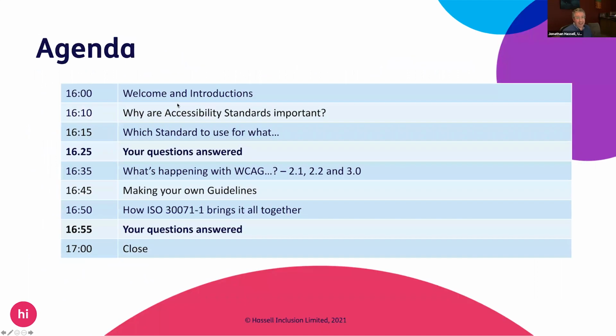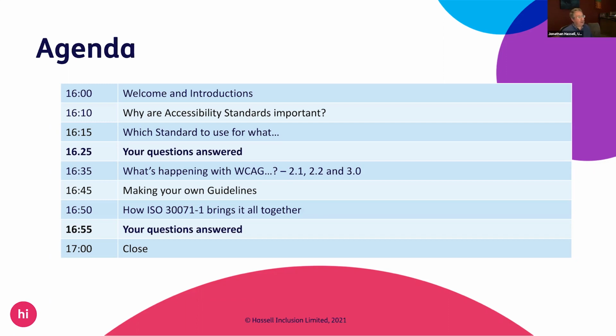So just a quick agenda. We're going to be looking briefly at why standards are important, and what standard to use for what, so what all of these mean and when you would use them. There's then a bit of question time after that. We're then going to look at what's happening with WCAG. Whether it's 2.1, 2.2, 3.0, it's all happening. So how do you get on top of that?